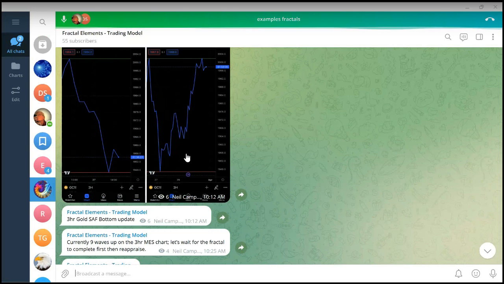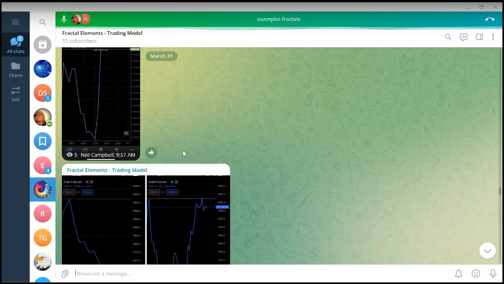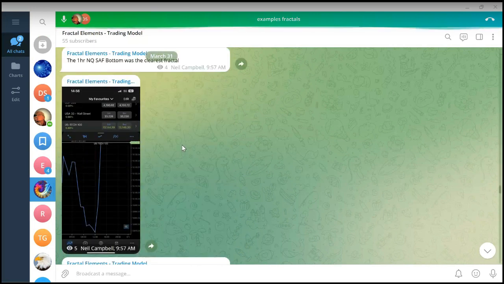So that's gold. Again, we're memorizing the fractals here. I think we've seen this one before. Here's the 1-hour NQ bottom. That's the clearest fractal. During the day, a lot of times nothing will appear on the microgrid or the macrogrid, so you have to wait patiently until you find a clear fractal.